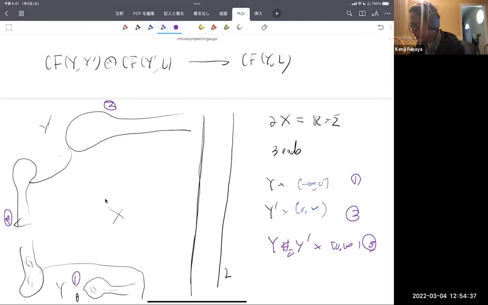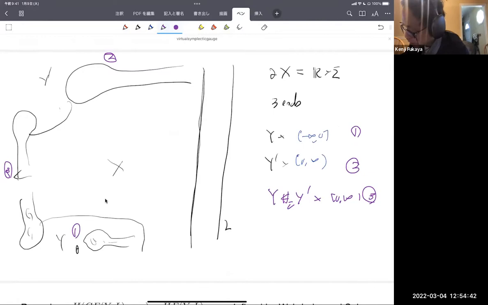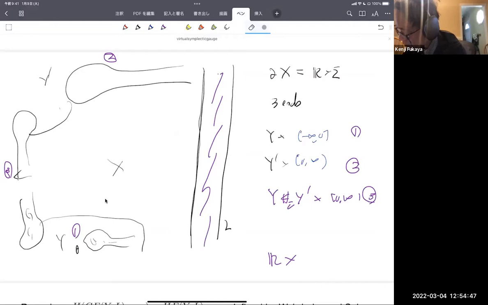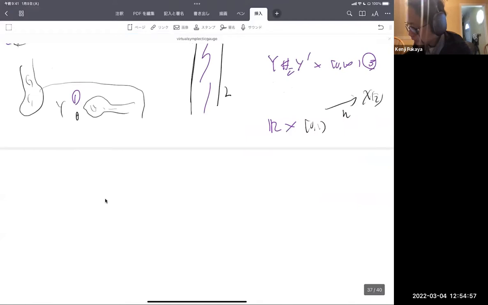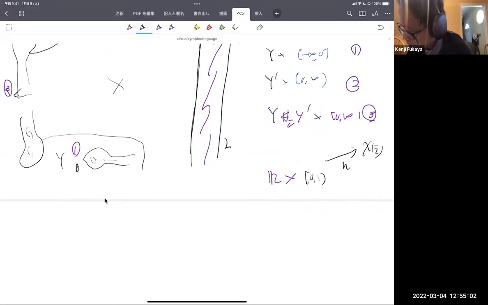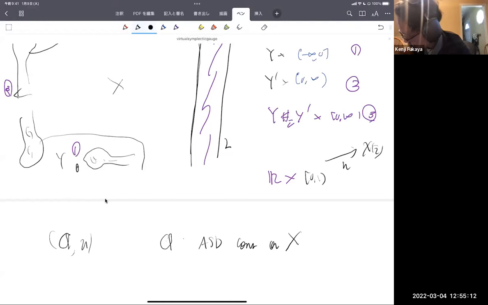And then we have this kind of thing. So this is a kind of R cross [0, 1], and we have a map U to chi of sigma. And so we consider these configurations. We consider the pair script A and U. So script A is an ASD connection on X. And in this first boundary, it gave some alpha. It gave some A. So AP is an element of R, so it's a generator of CF(Y, L).